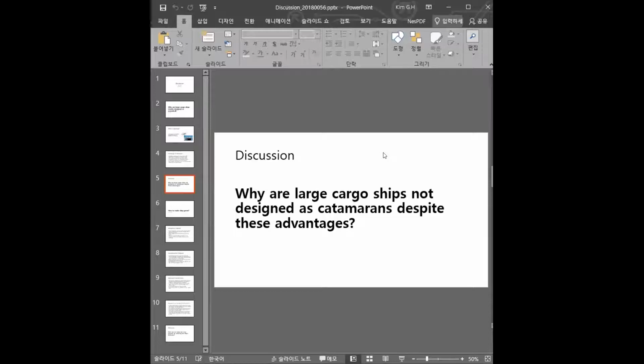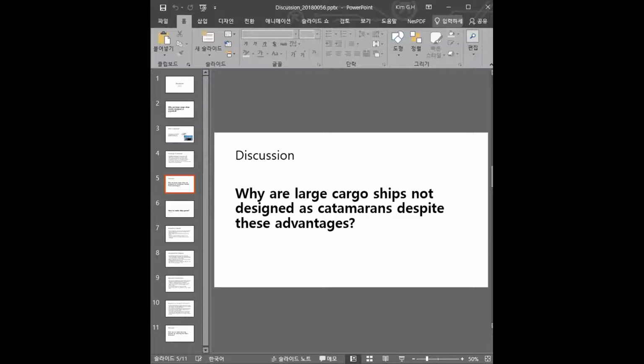I think it's mainly because for a catamaran, a large part of the hull, the part that is under the water, is taken away, right? So that is taking away a lot of cargo space that you could have used. If you were to make a catamaran-style cargo ship, a lot of the cargo would have to be stored above the waterline, and that would make the ship much more unstable. So I think that's probably the reason.